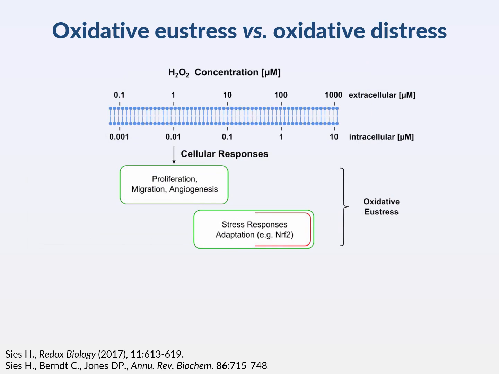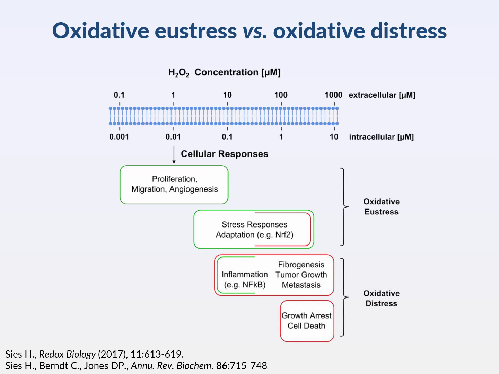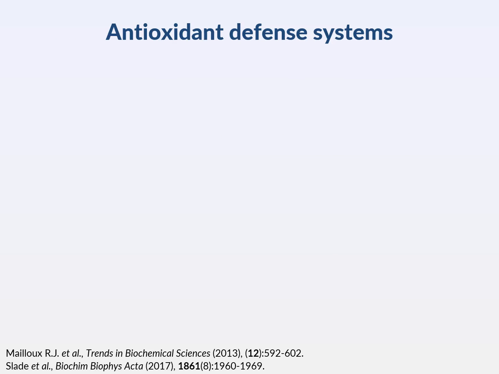Oxidative eustress is associated with adaptive and secondary signaling responses associated with cell proliferation, differentiation, and bolstering antioxidant defense systems, whereas oxidative distress involves high hydrogen peroxide and cell damage. To take advantage of its signaling properties and avoid the induction of oxidative distress at the same time, oxygen-using cells have developed various systems to keep superoxide and hydrogen peroxide in check.